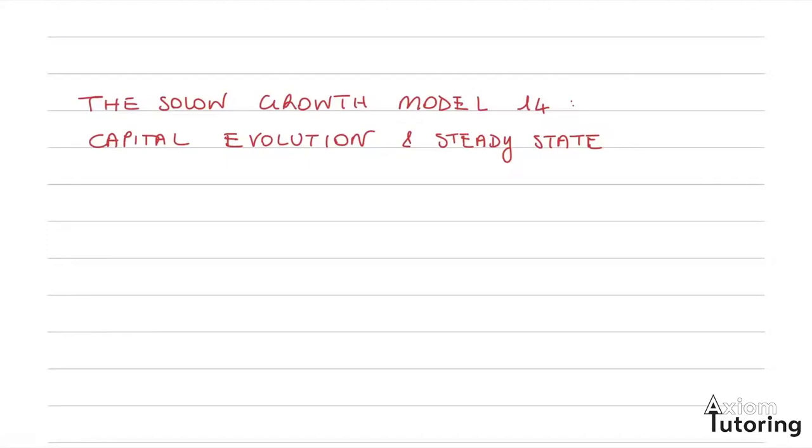Hello everyone and welcome back to this series of videos on the Solow growth model. Specifically in this video, we're going to move on from the capital evolution equation of the previous video, and we are going to define and explain what a steady state is, which is actually one of the main implications of the Solow growth model.